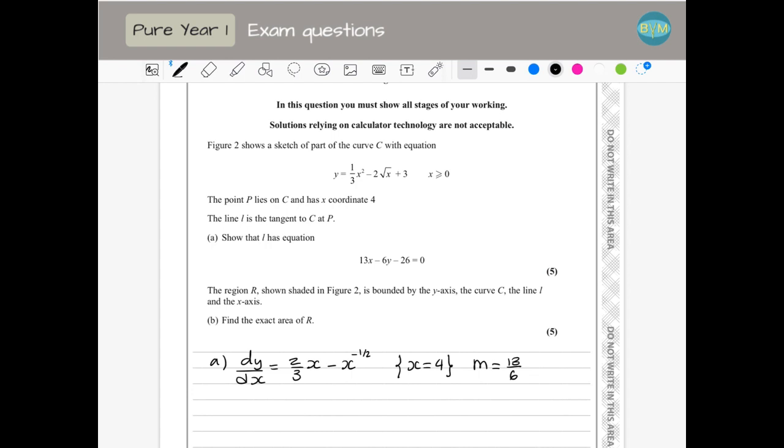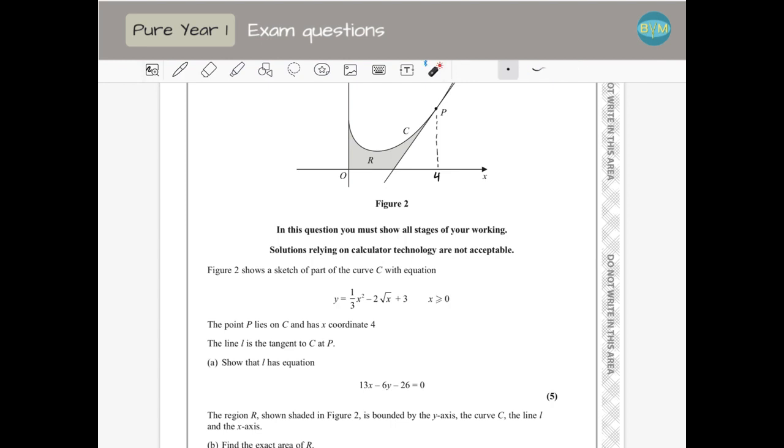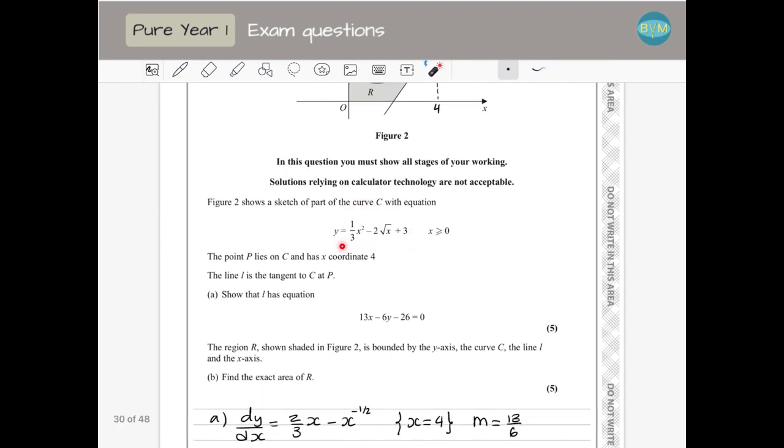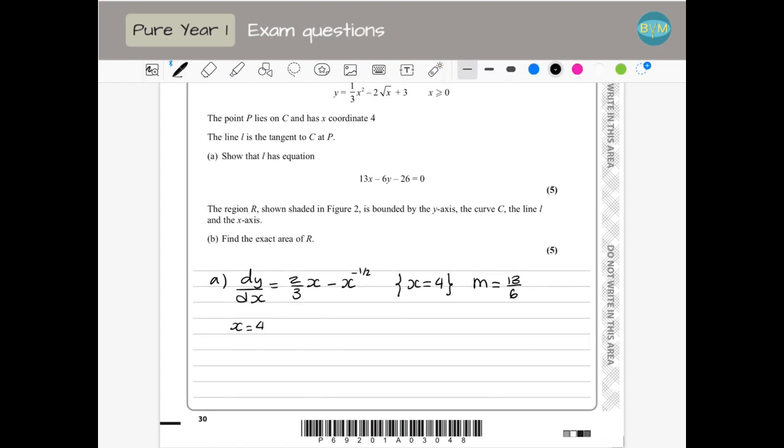To write the equation of the line, I need the gradient and one point. The point is going to be P. I know the x coordinate, so I just need the y coordinate. To find the y coordinate, as the point is on this curve, I just have to substitute x by 4 to see what y is. So when x is 4, y is going to be 1/3 of 4 squared minus 2 root 4 plus 3, and this is 13/3. So my point P is (4, 13/3).